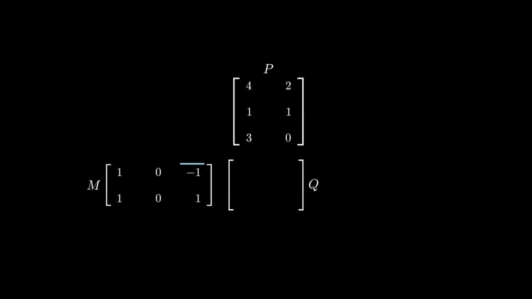The number of rows in the target will always be the same as the number of rows in M, and the number of columns in the target will always be the same as the number of columns in P. Thus, Falk's scheme tells us that the result of multiplying a 2 by 3 matrix and a 3 by 2 matrix will be a 2 by 2 matrix.